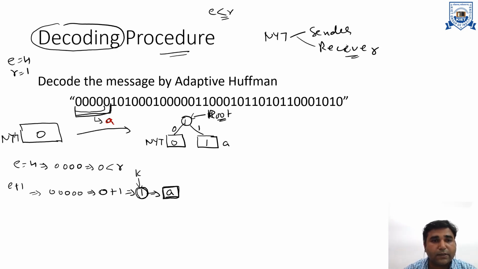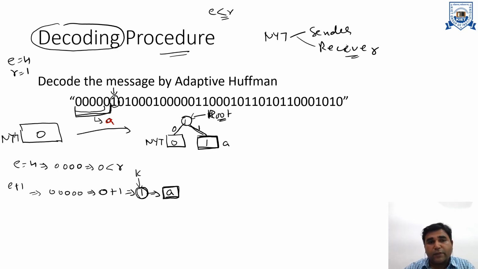Now what do we have to do next? The pointer is on the next bit, that is 1. For this value 1, we have to traverse from the root. The 0 value is on the left-hand side and the 1 value is on the right-hand side, so we traverse to the right-hand side because the value is 1. After traversing the 1, we get the symbol A.